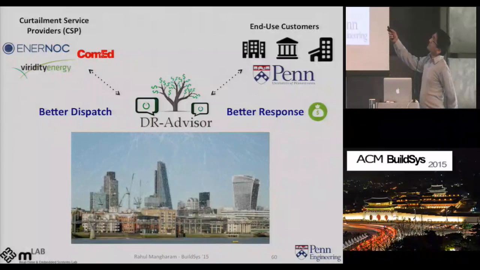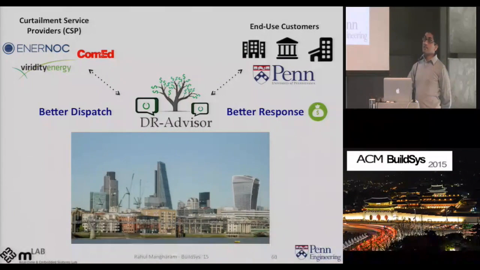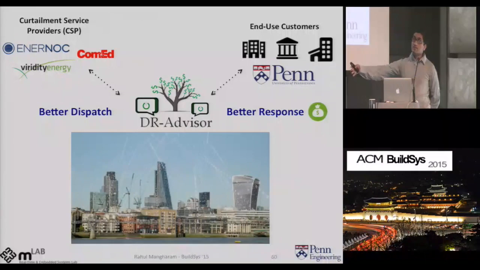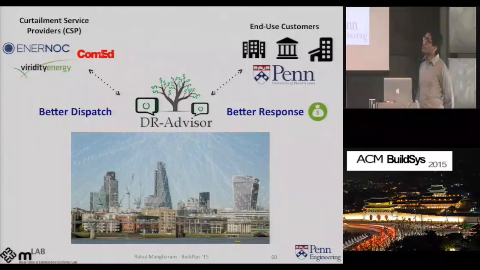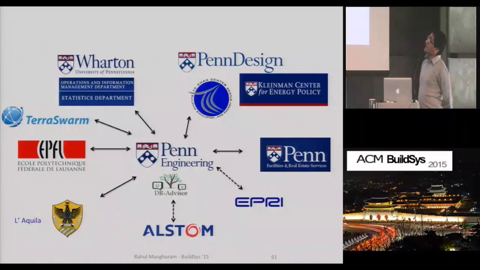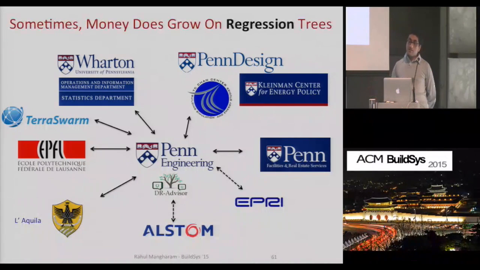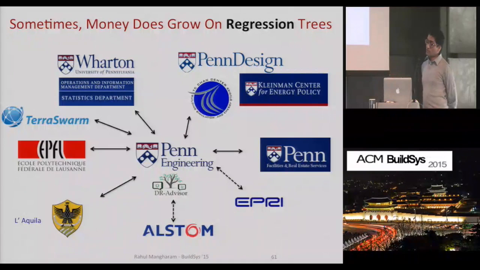So then we get much better response on the demand side because we can synthesize recommendations for how you would do a curtailment and show them this is a trajectory that you're going to follow through with the curtailment. And so just to summarize, this is an approach that we have with many different partners from EPRI, Alstom, and the School of Architecture to provide this. And so we want to show that money does grow on regression trees. I'll stop there.